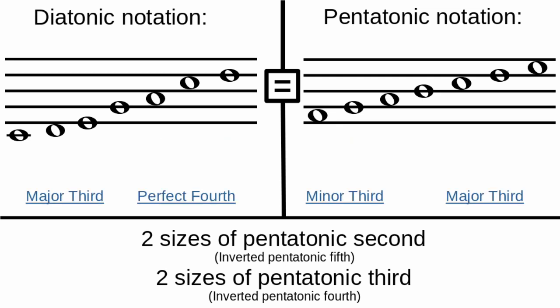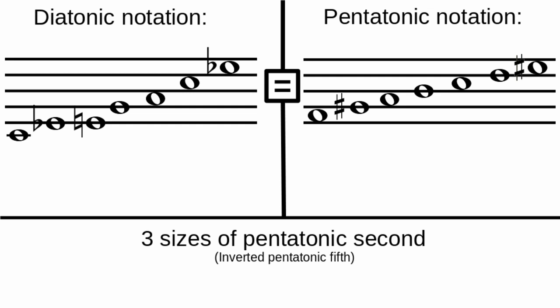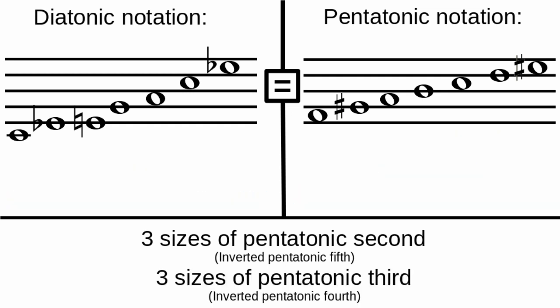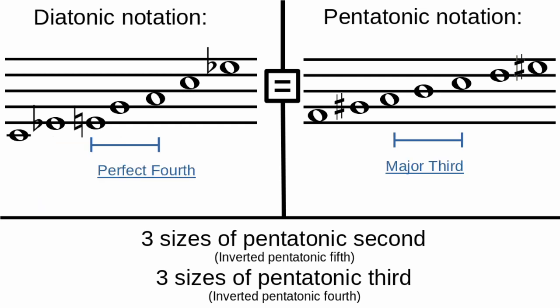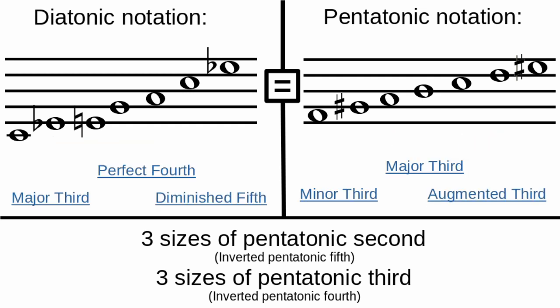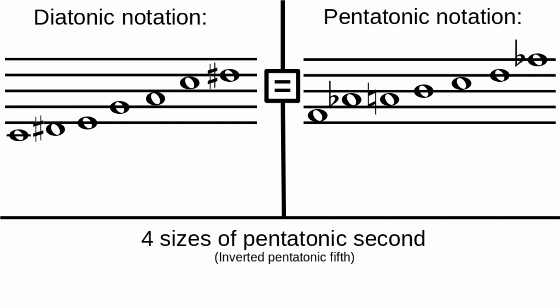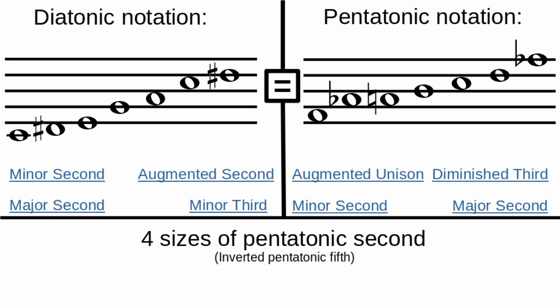The version of the pentatonic scale modified by the pentatonic sharp, spelled in our diatonic note naming system as C, E flat, E, G, A, C, has three types of pentatonic seconds and three types of pentatonic thirds. The pentatonic scale modified by the diatonic sharp, on the other hand, spelled in our diatonic note naming system as C, D sharp, E, G, A, C, has four types of seconds and four types of thirds.